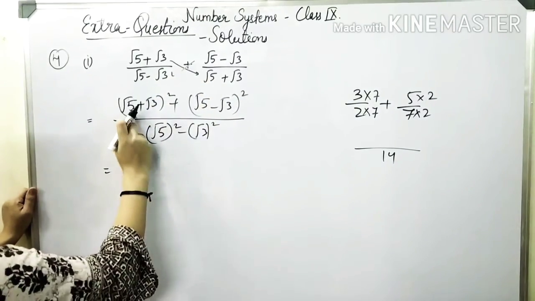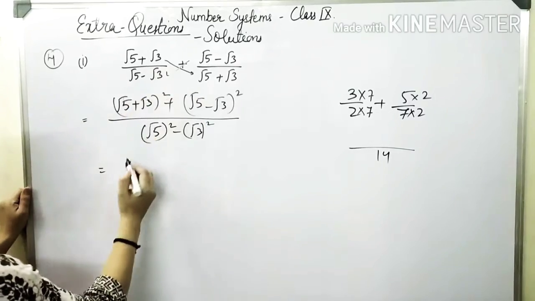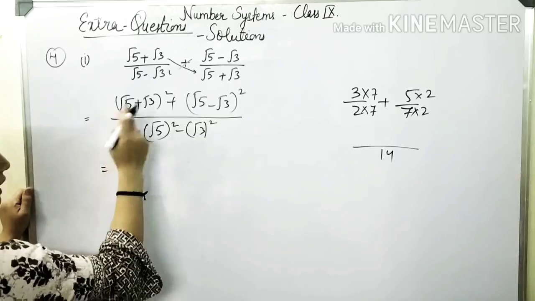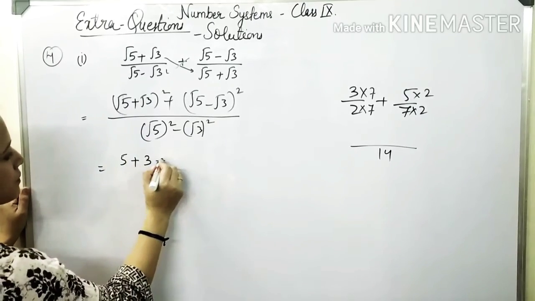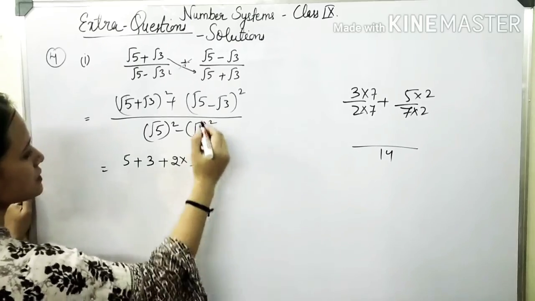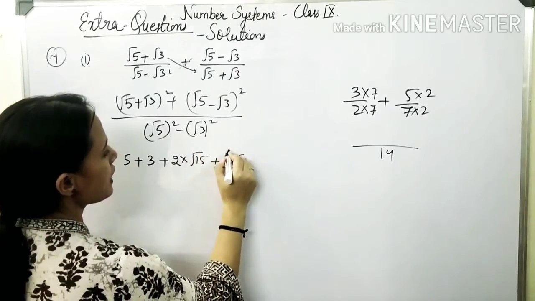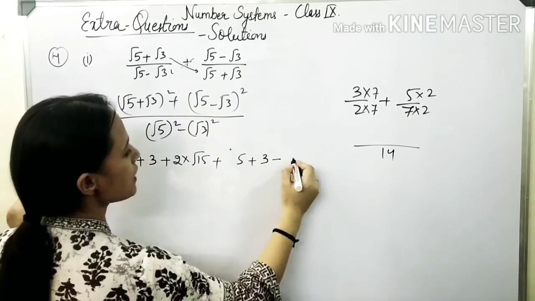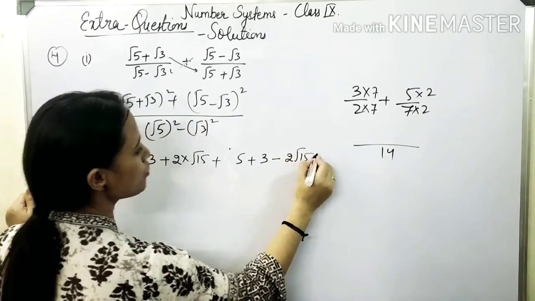Now, you can solve this by identity again. This is a plus b whole square. So we'll get a square plus b square plus 2 into ab, that is 2 into root 15. Plus here we'll get a square plus b square minus 2ab, that is minus 2 root 15.